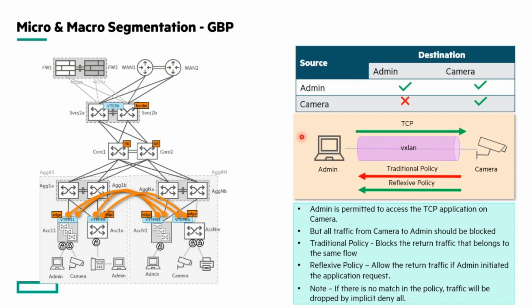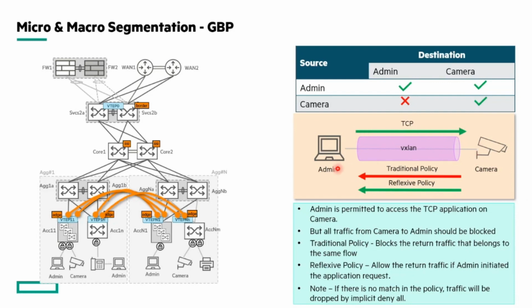So this is a virtual network-based tunneling deployment. And we have a condition here. The admin role is permitted to access the camera role only for the TCP application. But all the traffic from the camera role to the admin role should be blocked. So we do not want the traffic from the camera to reach the admin unnecessarily.